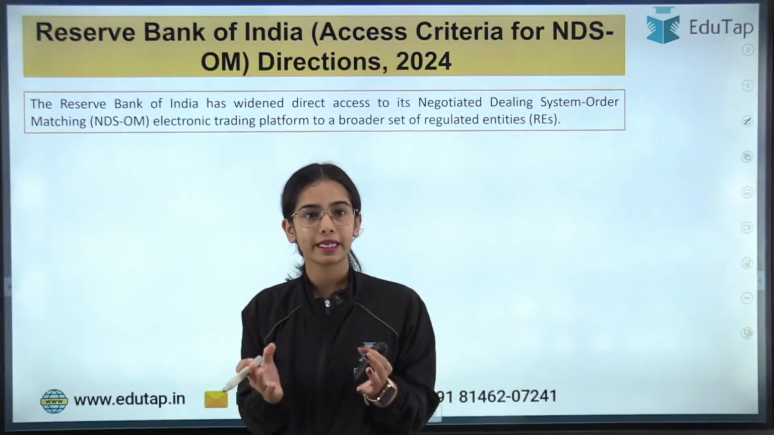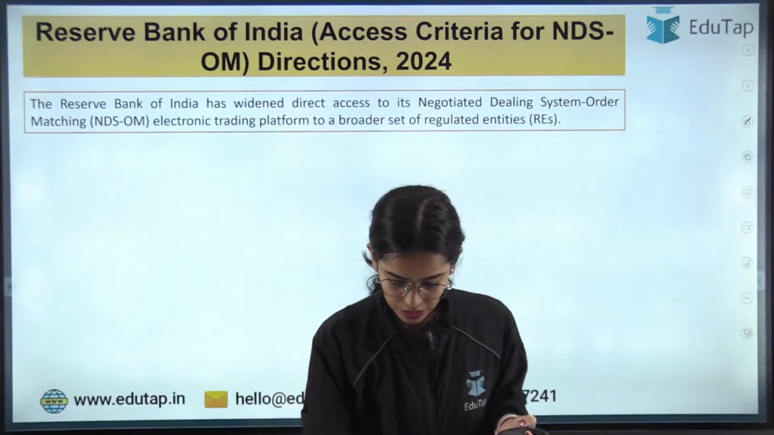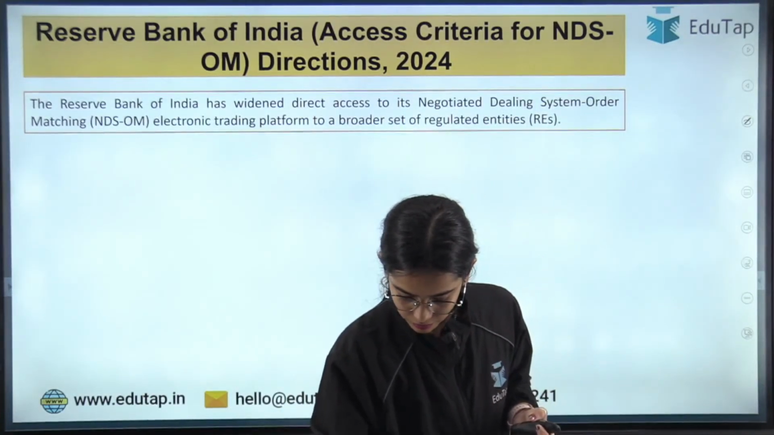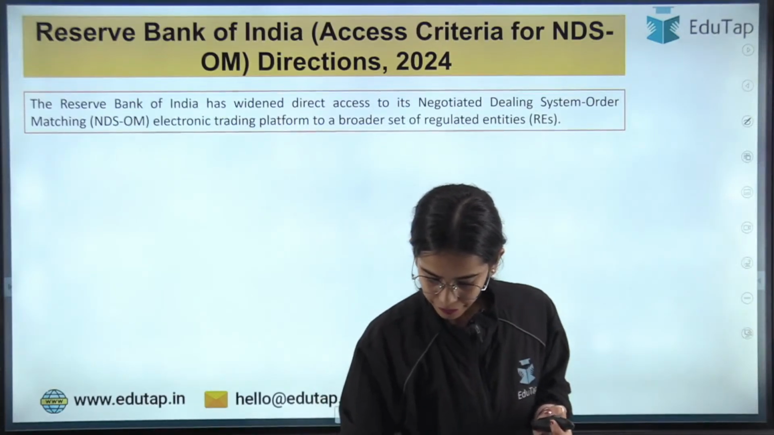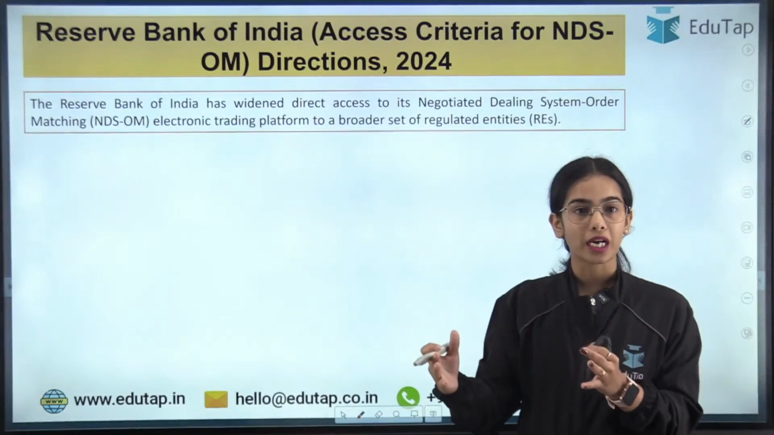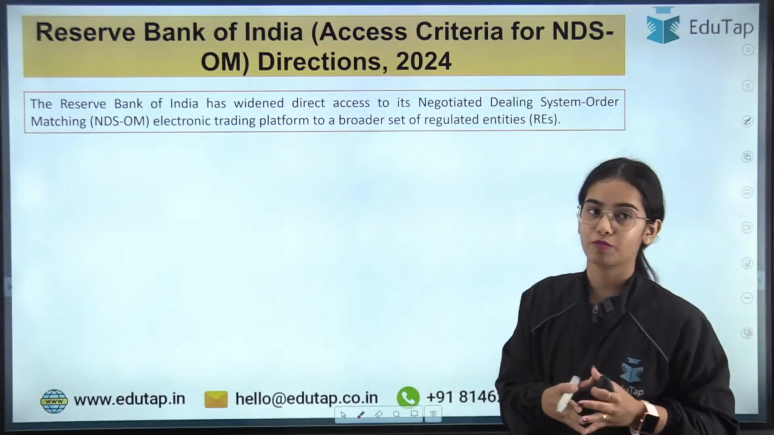Any confusion in the NDS-OM? So this is the idea of the NDS-OM. Okay. I hope it is very much clear. Let's move ahead with the news article. So what is the news article? What is the notification of the Reserve Bank of India?